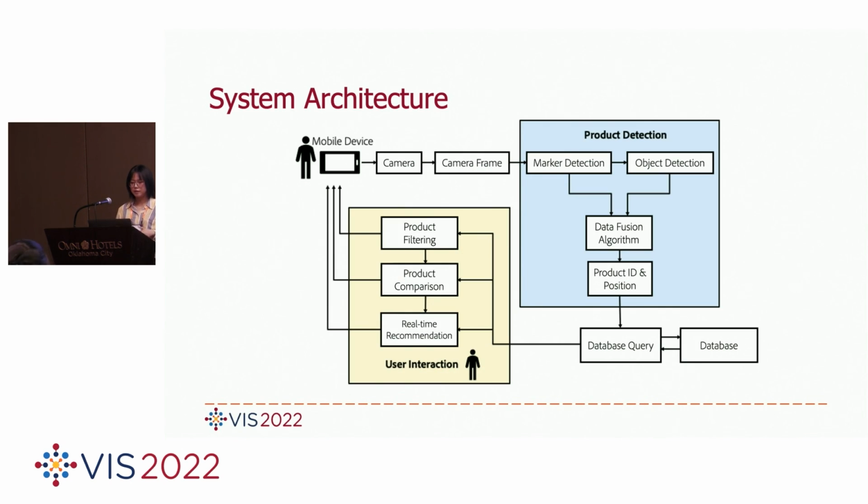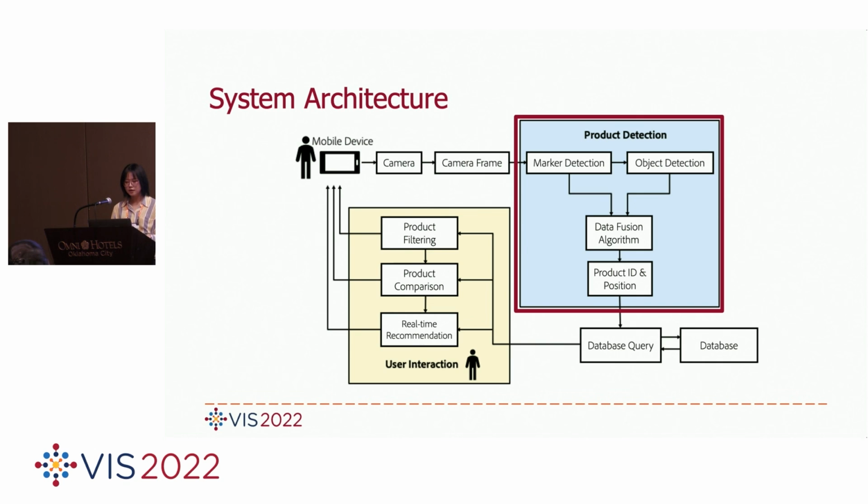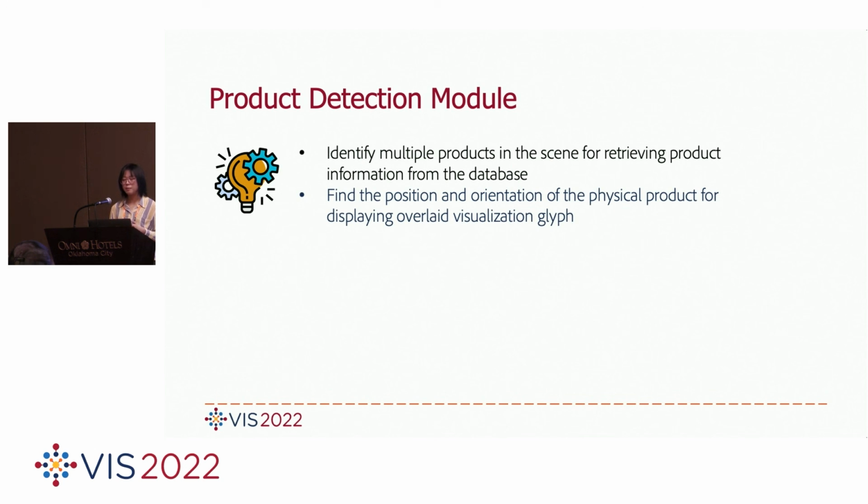So let's now delve a little bit more into the technical details behind the implementation of the prototype. At a very high level, our prototype includes two modules: the product detection module that identifies the product in the view of the camera and retrieves the information from the online database. The queried product information is then sent to the user interaction module in the front end to support filtering and visualization. For the product detection module, here are two problems that we considered when designing the prototype.